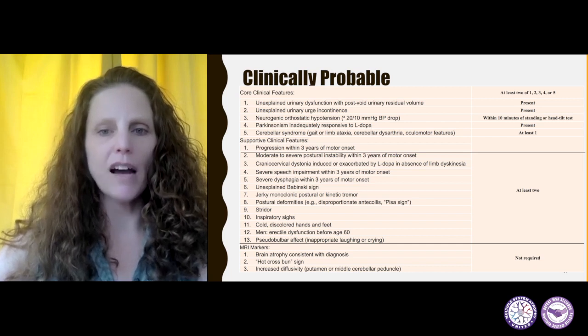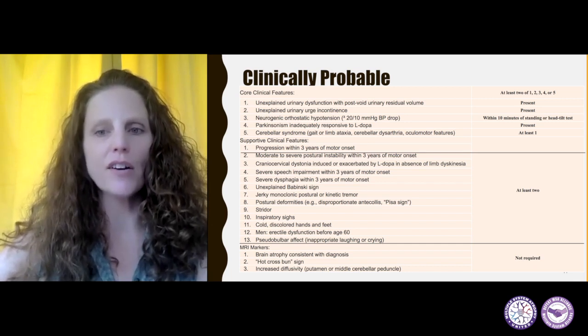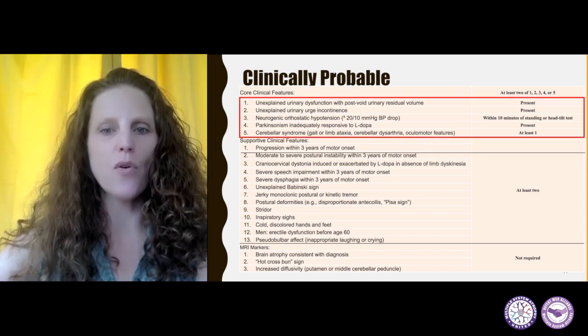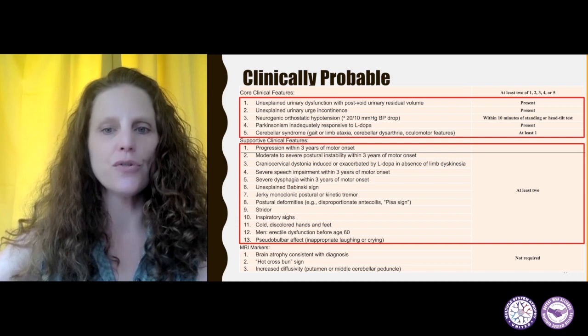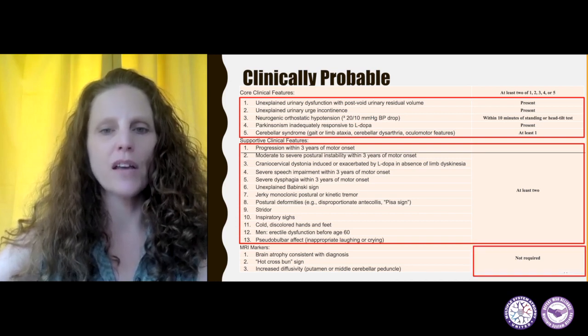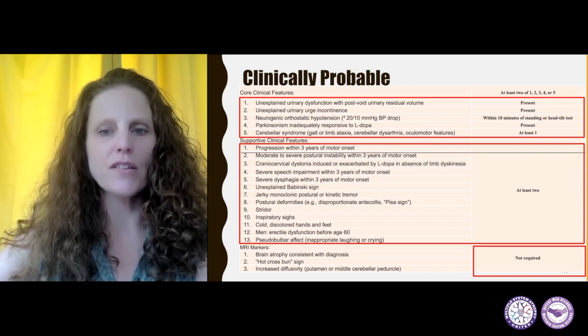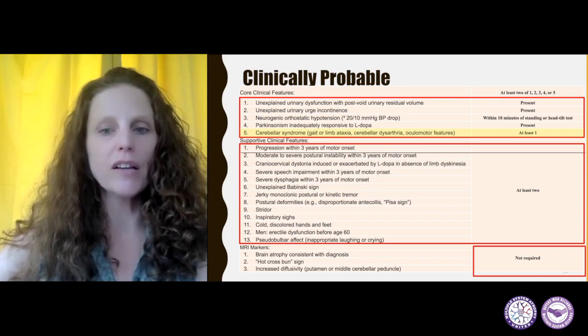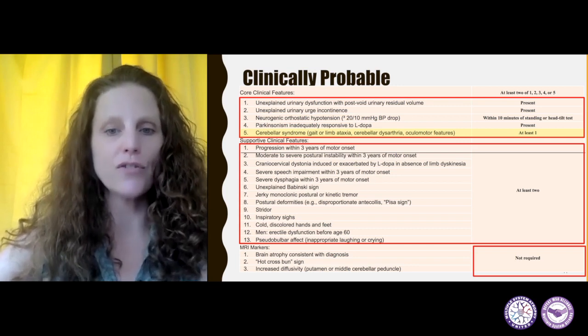A clinically probable diagnosis uses the same categories of criteria as a clinically established diagnosis, but the criteria are more relaxed. In this case, a patient would just need to demonstrate one of the 5 core clinical features and at least 2 of the supportive clinical features. In this case, the presence of MRI markers is not required. As an aside, note that under the core clinical features, the definition of cerebellar syndrome only requires one of 3 common presenting signs: gait or limb ataxia, cerebellar dysarthria, or oculomotor features. For clinically established diagnosis, at least 2 of these features should be present.